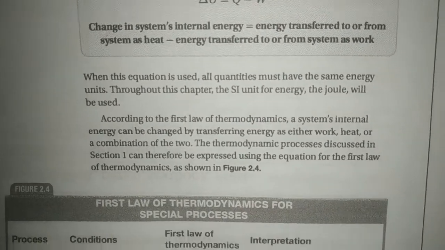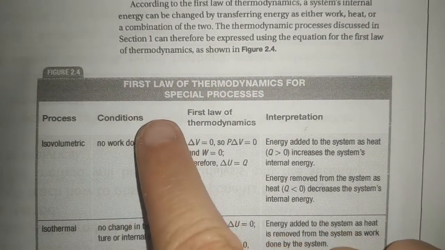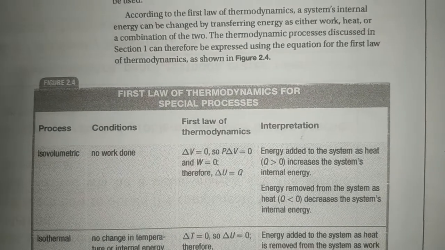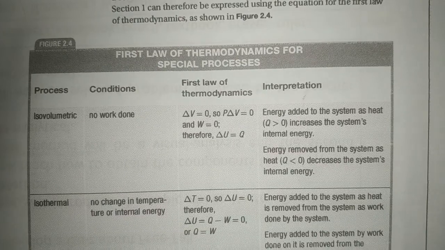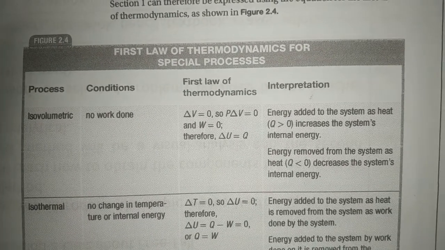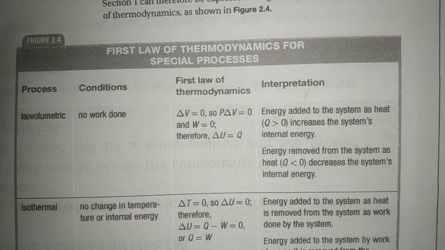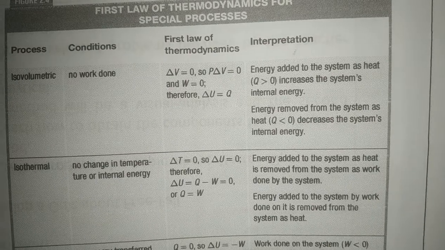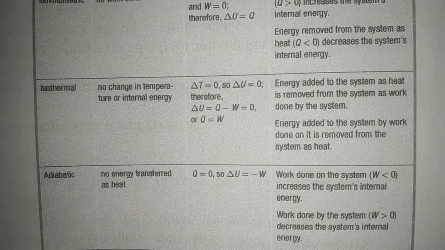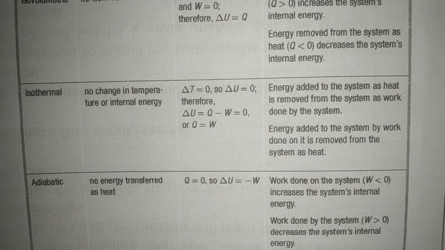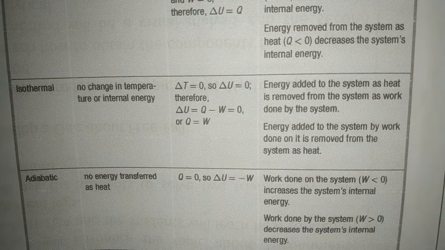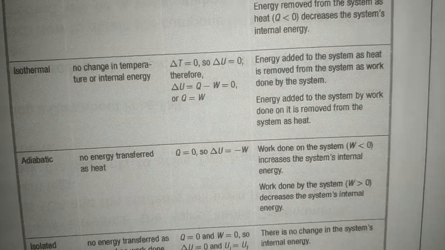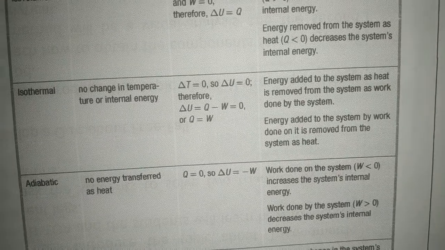Now, just a reminder, isovolumetric has a condition: no work is done by the system. And isothermal means that there's no change in temperature, therefore delta T is 0, therefore the internal energy will be 0 and heat will be equal to work. And adiabatic, no change in heat. That means that heat will be 0. Okay, these are very special conditions that I already told you about.